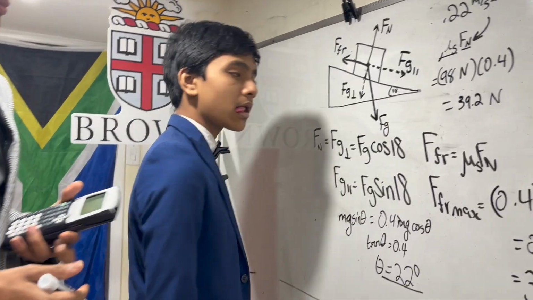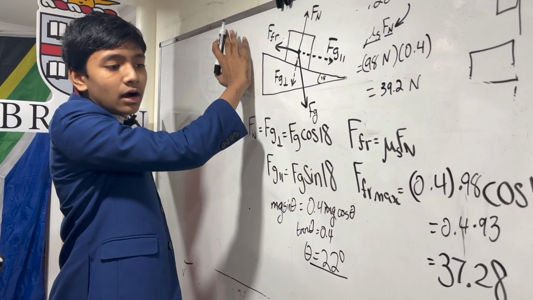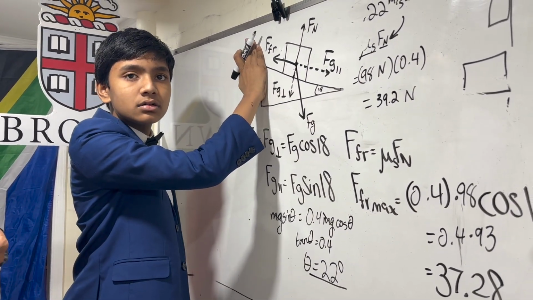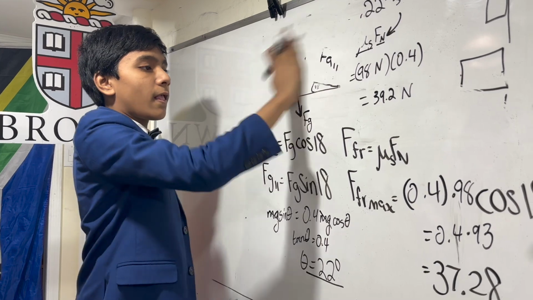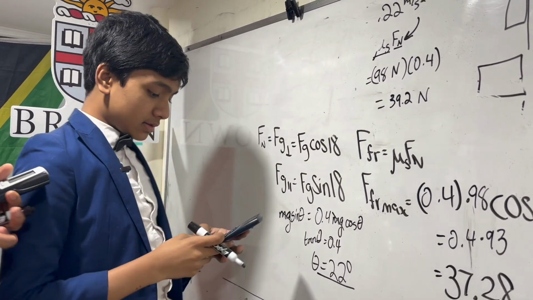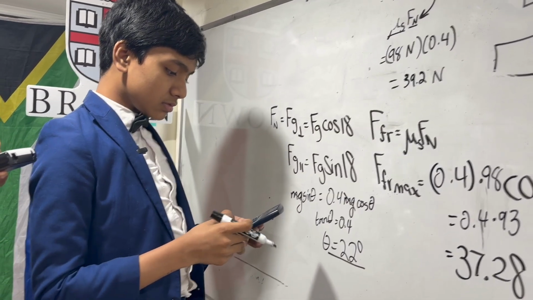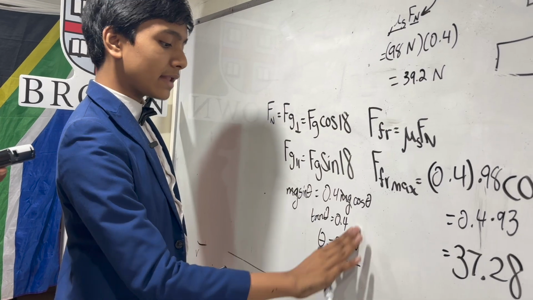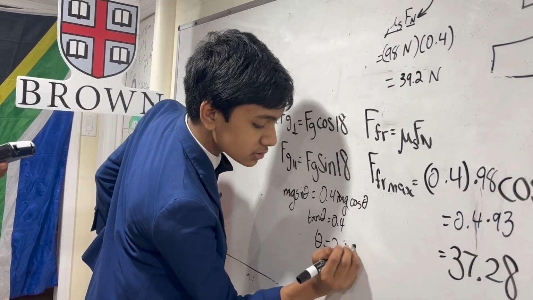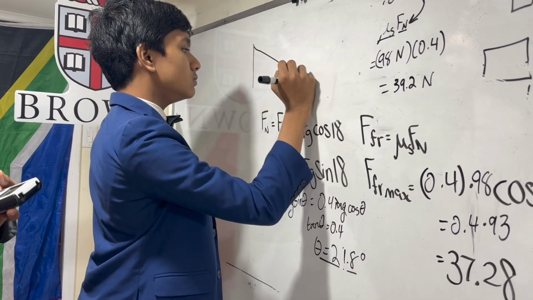Now, here's the problem. You already used 18 degrees, right? Yeah, because I was mistaken. So you were wrong. Yes. Now fix everything. It's going to be 22 degrees, right? Let's say 22 degrees. No, that means at 22 it's just going to barely start moving. Oh, 21.8. So 21.8.